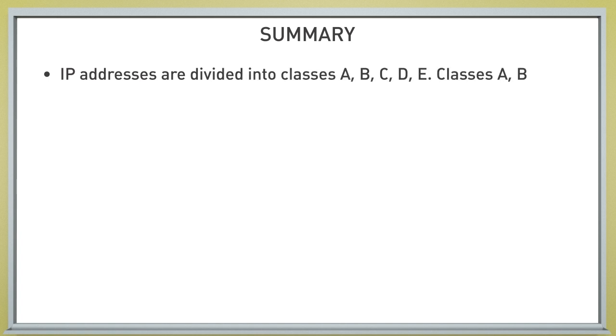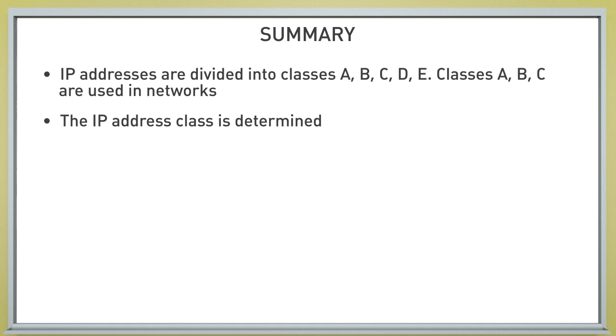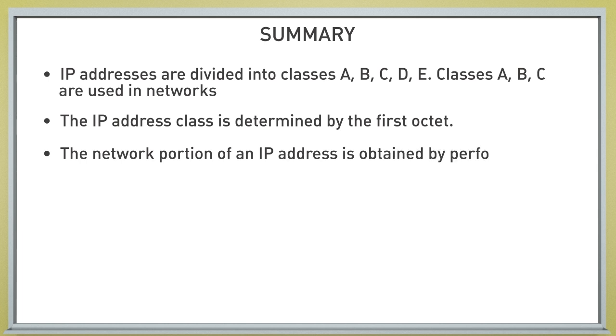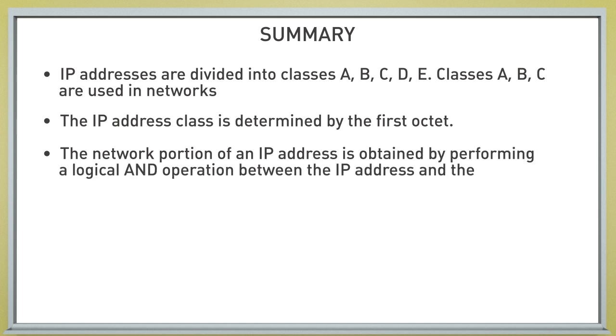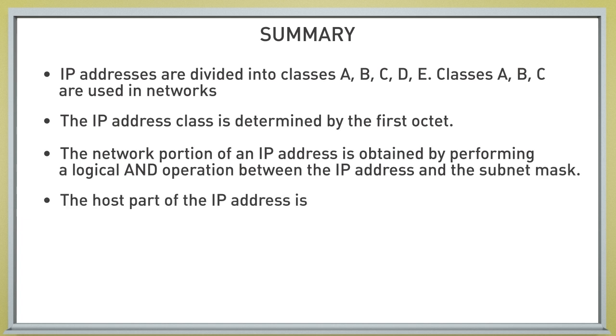In conclusion, IP addresses are divided into classes A, B, C, D, and E. Classes A, B, C are used in networks. The IP address class is determined by the first octet. The network portion of an IP address is obtained by performing a logical AND operation between the IP address and the subnet mask. The host part of the IP address is the remaining bits after the AND operation.